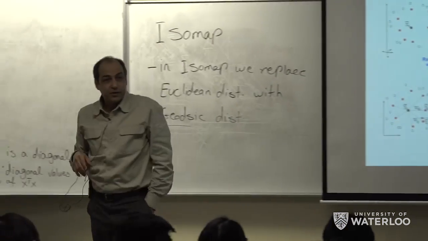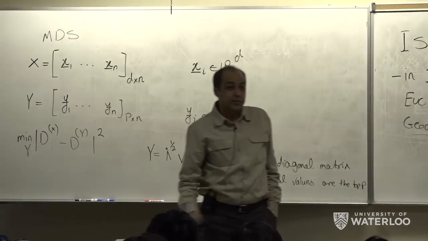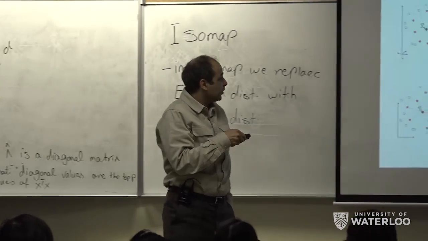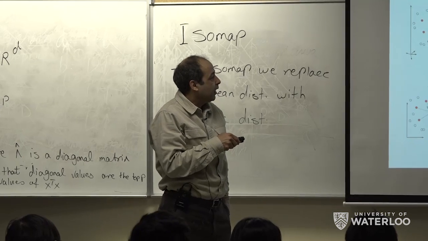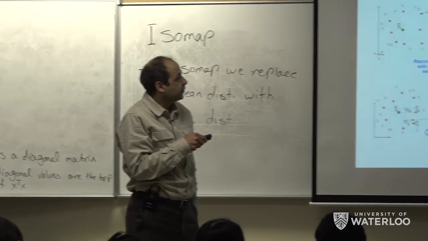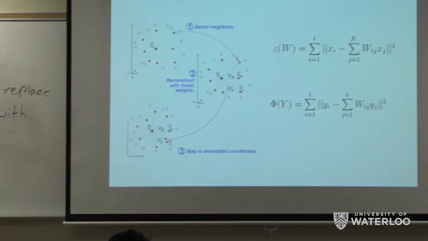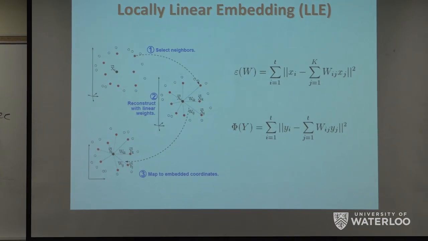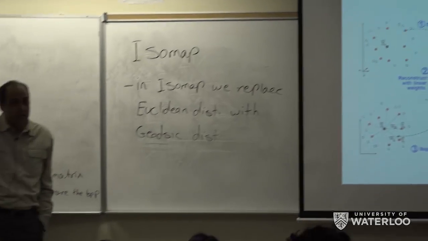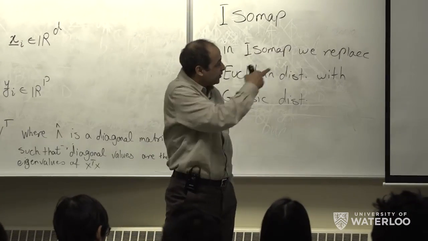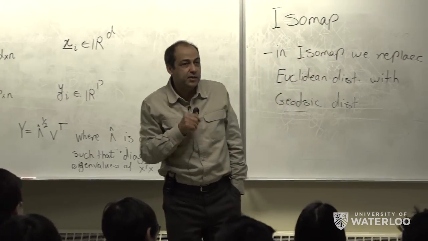T is the number of data points. I'm using the notation of the original paper. This is from the original paper. T is the number of data points, and K is the number of neighbors. On the board and on my slides, I'm going to use the same notation that we always use, so N is going to be the number of data points. But here it comes from the original paper. T is the number of data points.